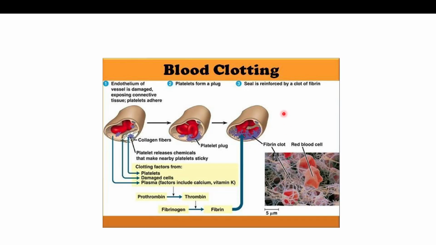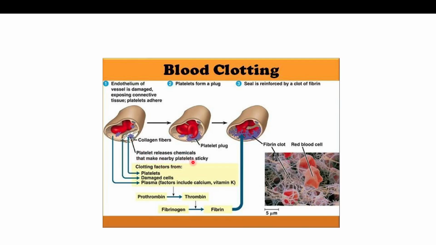Now, if you look at how blood clotting takes place, the very first thing is the endothelium of the vessel is damaged and it exposes the connective tissue. Eventually, platelets come and stick onto it. Okay. So, if you look at this cross section here, these are the collagen fibers, these ones. Okay. And this is the platelet. This violet purple one is the platelet.